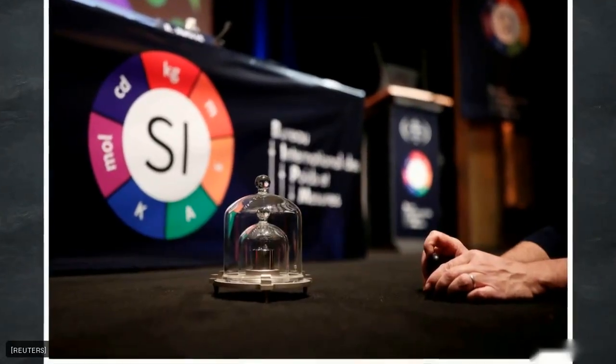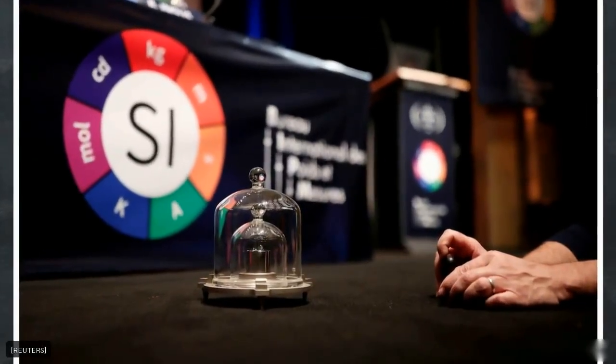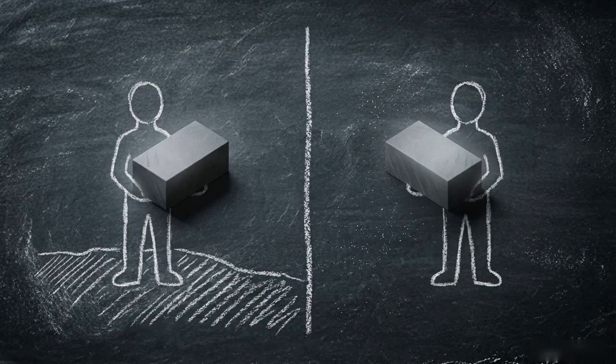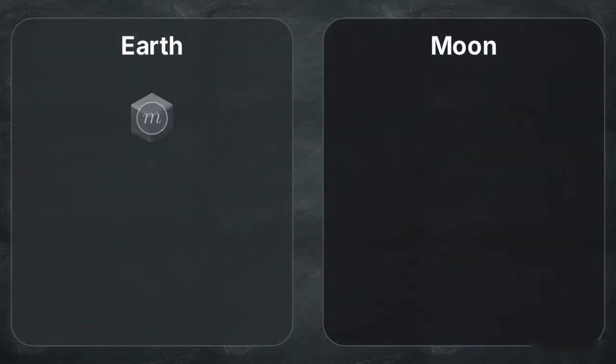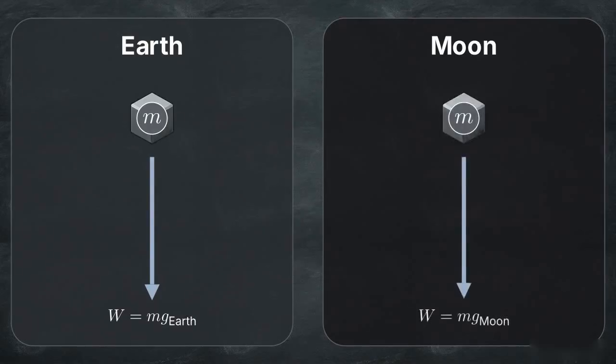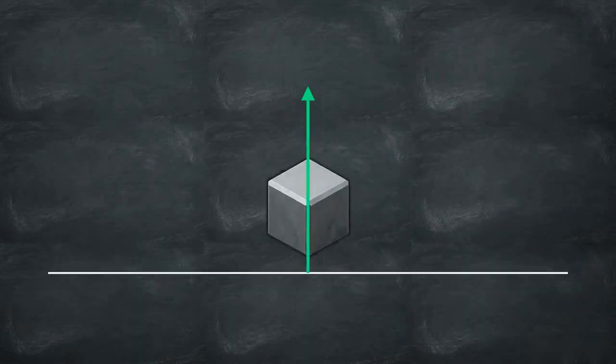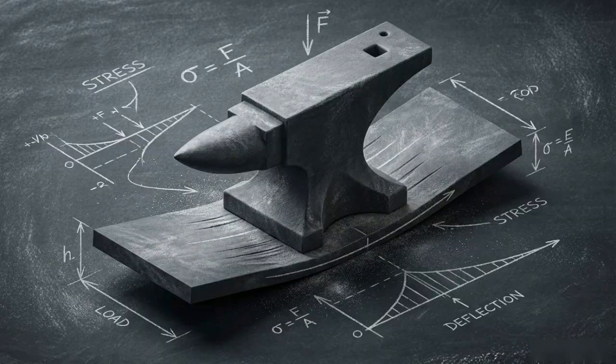Mass, represented by the variable m, is an intrinsic property of an object. It measures the quantity of matter present, which remains constant regardless of where the object is located in space. Weight is different. It is a vector force found by multiplying mass by the local acceleration of gravity. While the mass of this block is constant, its weight vector shrinks on the Moon because the gravitational pull is weaker. The normal force is the perpendicular push an object receives from a surface it is pressing against. It is what prevents a block from falling through the table it sits on.